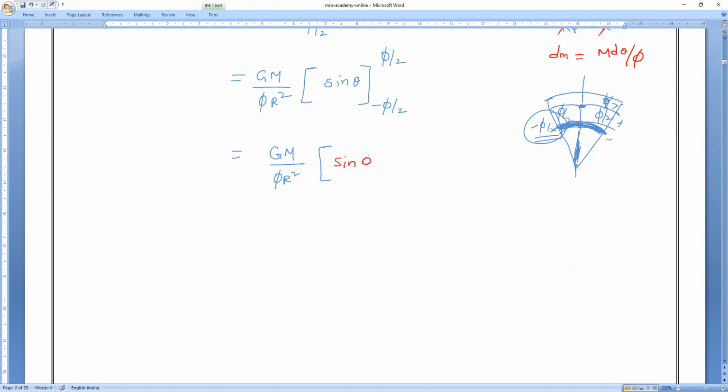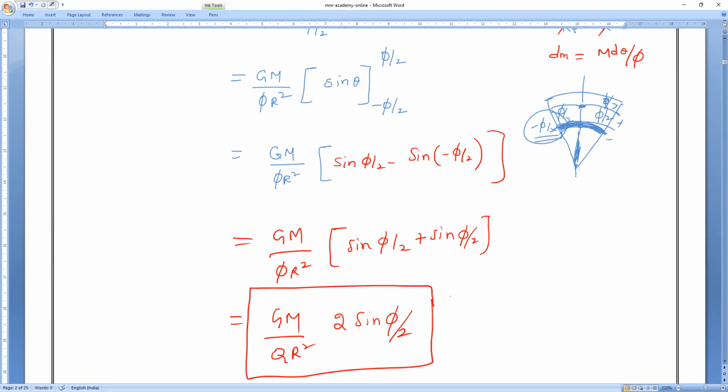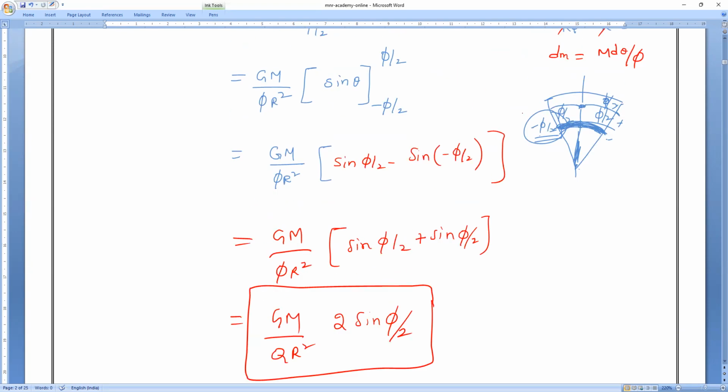So sin pi by 2 minus sin of minus pi by 2. Minus of minus will become plus, which is equal to GM divided by pi r square into sin pi by 2 plus sin pi by 2. I will write it as 2 sin pi by 2. So this is the formula for calculating the gravitational field across the arc, the arc which is making an angle with phi or theta or whatever the angle.